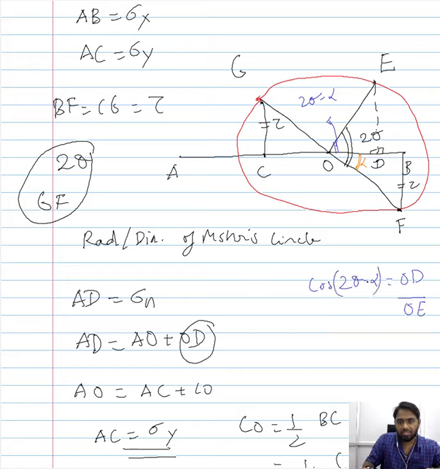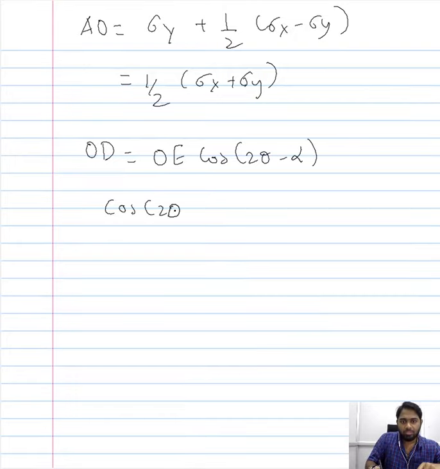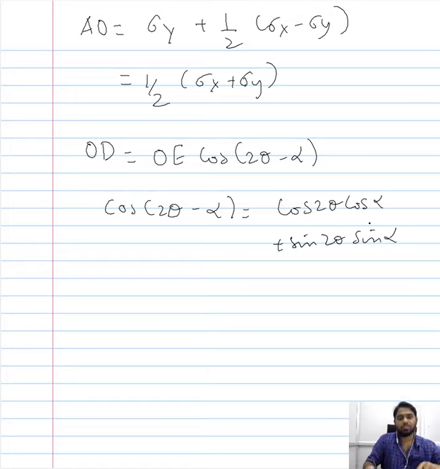So cos of 2 theta minus alpha, and now the OD would be OE cos of 2 theta. So we can write the expression for OD here. Based on this, we can write an expression that is OE cos of 2 theta minus alpha. Now cos of 2 theta minus alpha can be written as cos 2 theta cos alpha plus sin 2 theta sin alpha. So this is an expression based on our trigonometric understanding.